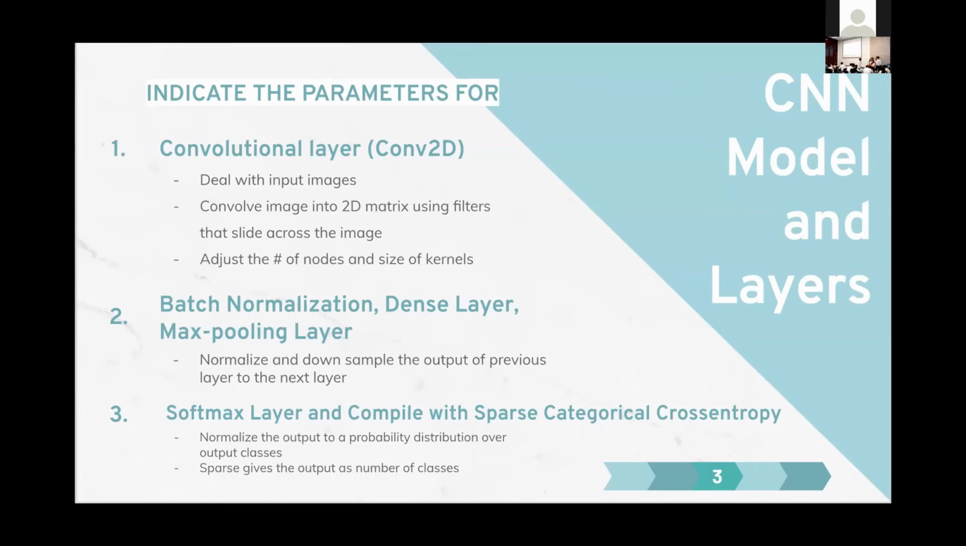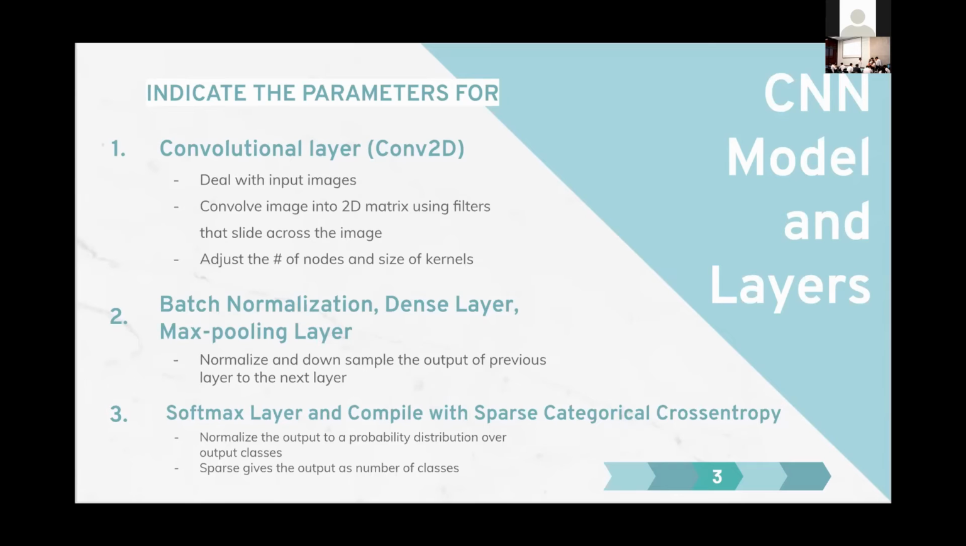The second type of layer that we use is the layer that will normalize and downsample the output from previous layers into the next layer, which is the batch normalization, the dense layer, and the max pooling layer. This will sum up the value from this and will normalize the output to smooth the edges between layers.